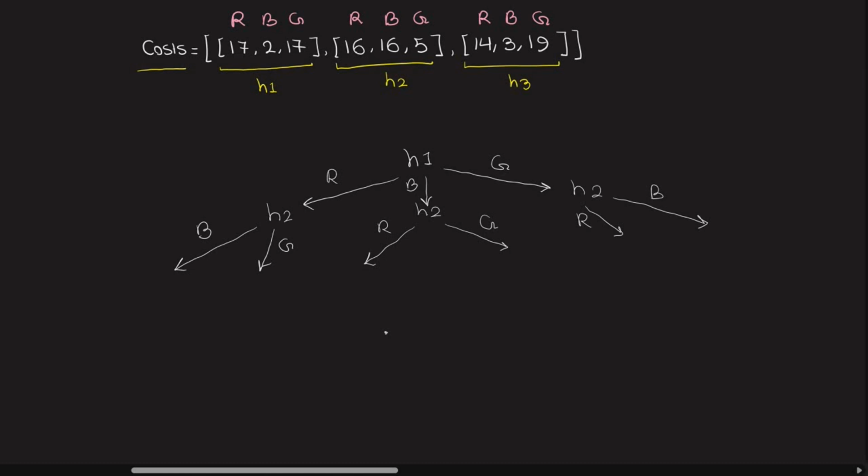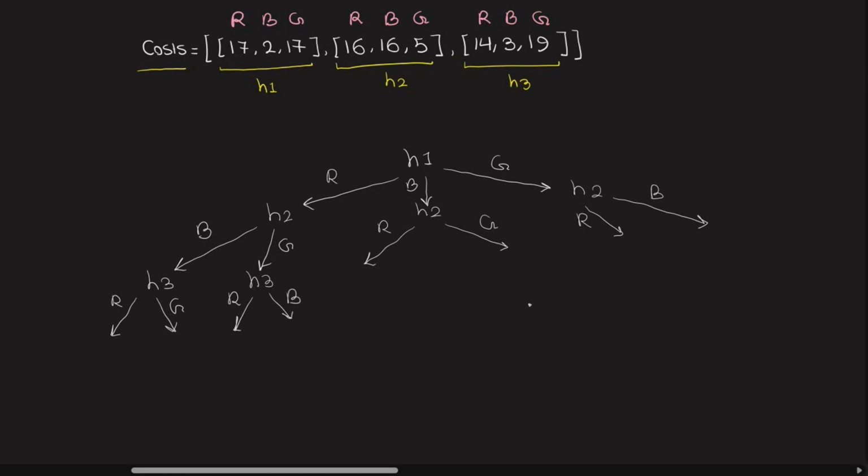Okay, now I'm at house 3. For house 3, again I have 2 options. Because the color for H2 was blue, I can't select blue. So I can have red or green. Or if I have H2 as green, my H3 is R or B.